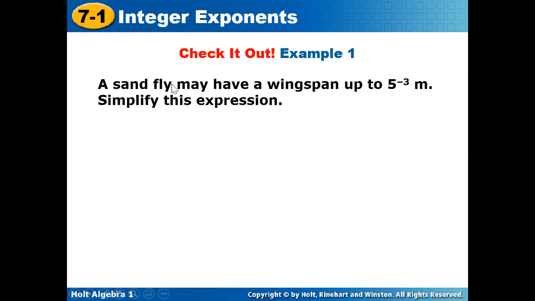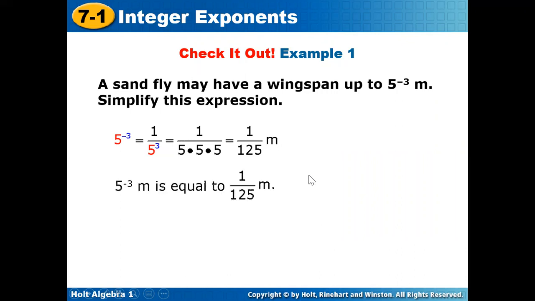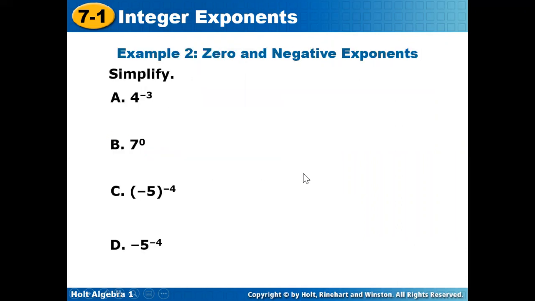All right. Sandfly, obviously very tiny. They have a wingspan up to 5 to the negative 3rd power meters. Simplify that in the same way. Just take your 5 to the 3rd power and put it as your denominator, and then simplify it. 1/125th of a meter, right? So do these.